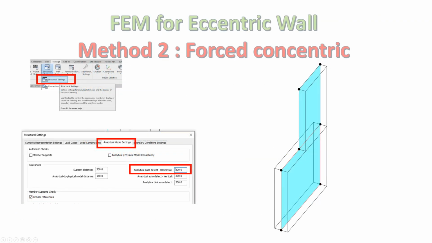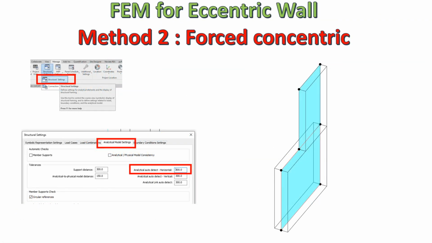Method 2. Forced concentric. From the menu, choose Manage, then Structural Settings. From the Analytical Model Settings tab, you can choose a tolerance that is just enough to force the previously eccentric wall to become concentric. This method is useful for small eccentricity so that a manual rigid plate is not required.